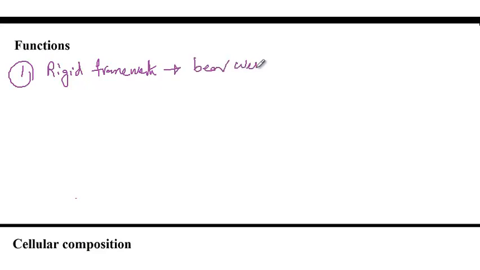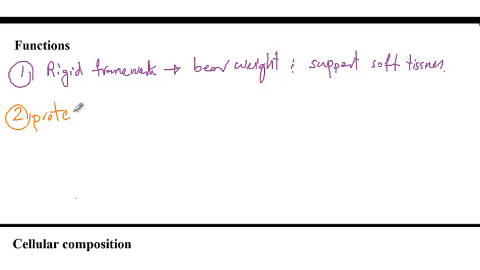So the functions of the skeletal system include, number one, it provides a rigid framework in order to bear weight and also to support soft tissues. The skeletal system also provides protection for internal organs, like for instance the skull provides protection to the brain, while the chest wall or the ribs provide protection to the heart and the lungs.